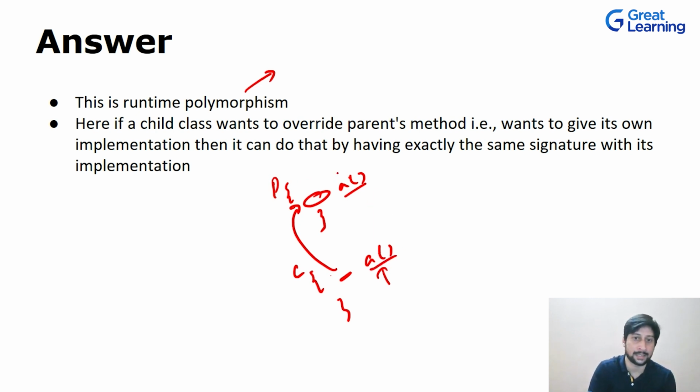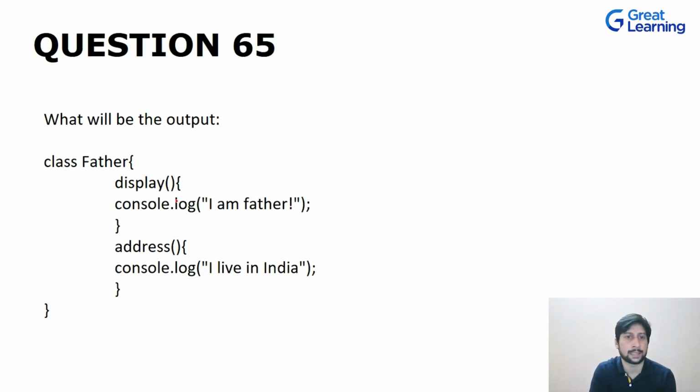Now what do you mean by signature? It should have the same name, A and A. It should have the same number of arguments as what was there in the parent class. So this is what method overriding is. Now let's move on to our next question.